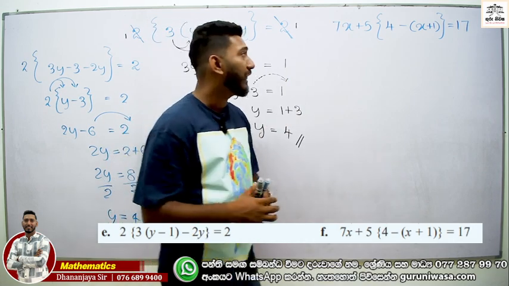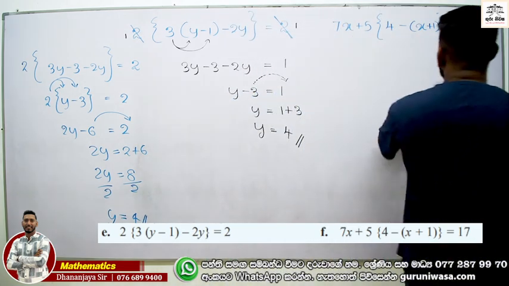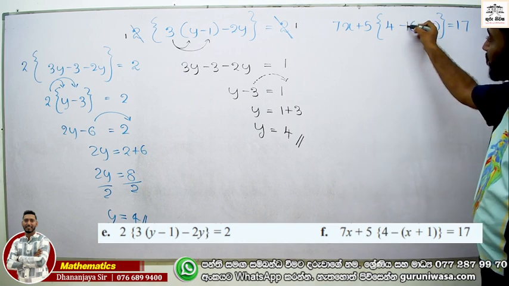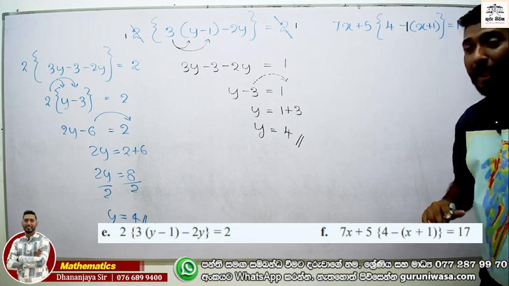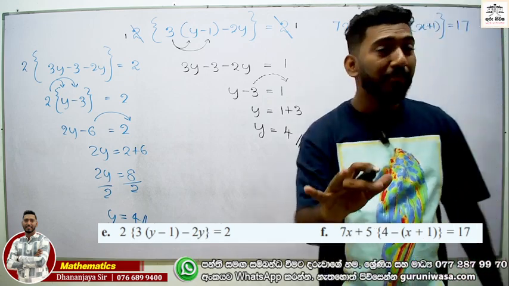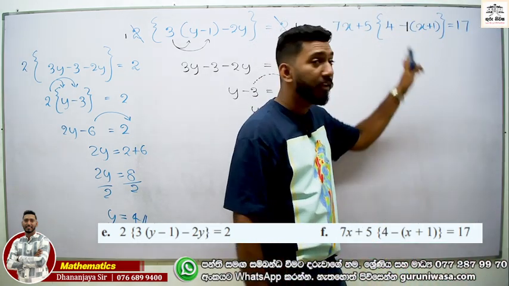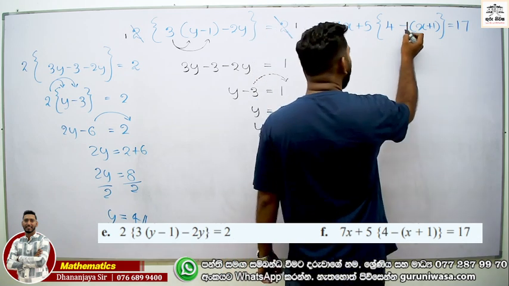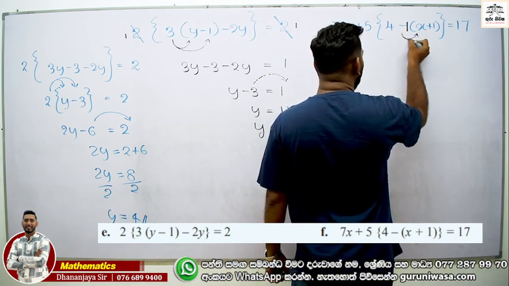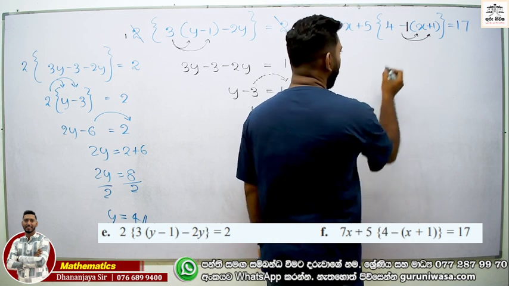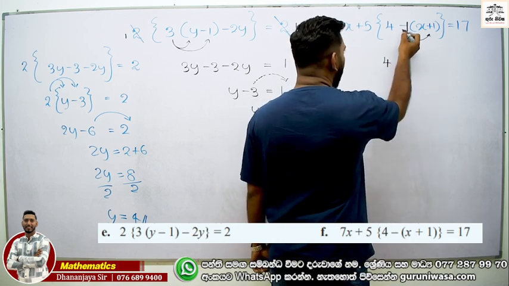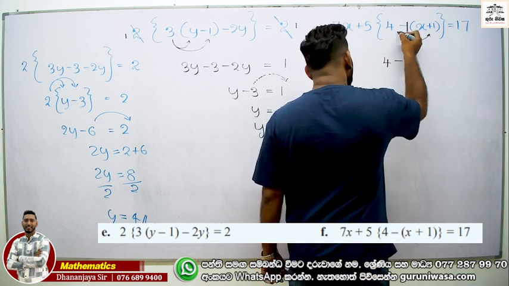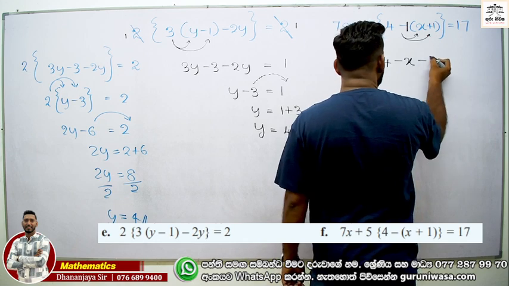Now look at the inside of the curly brackets. Here 4 minus, here is a 1 hidden. Now some students multiply this bracket by 4. It's wrong. You need to multiply by the minus 1. Now tell me, 4 minus 1 times x is a minus x. Minus 1 times plus 1 is a minus 1.